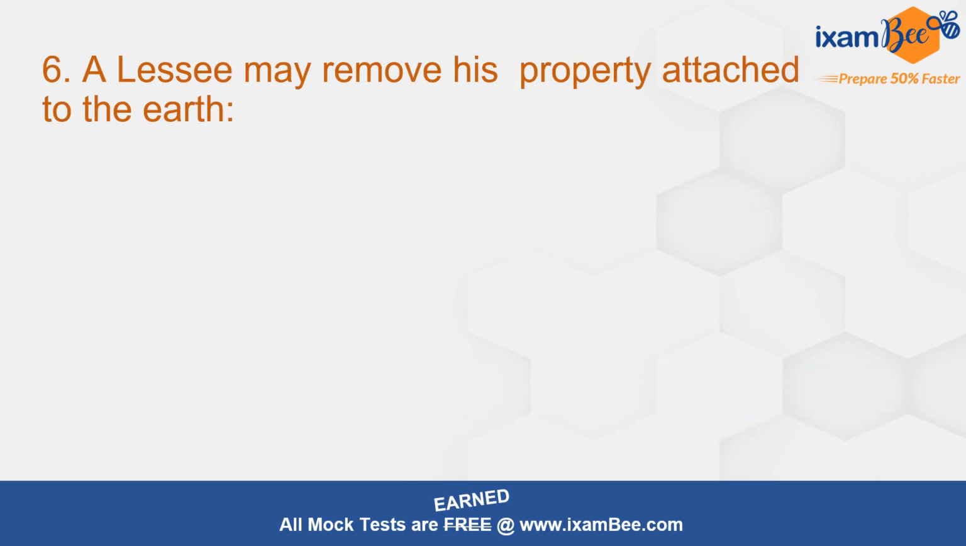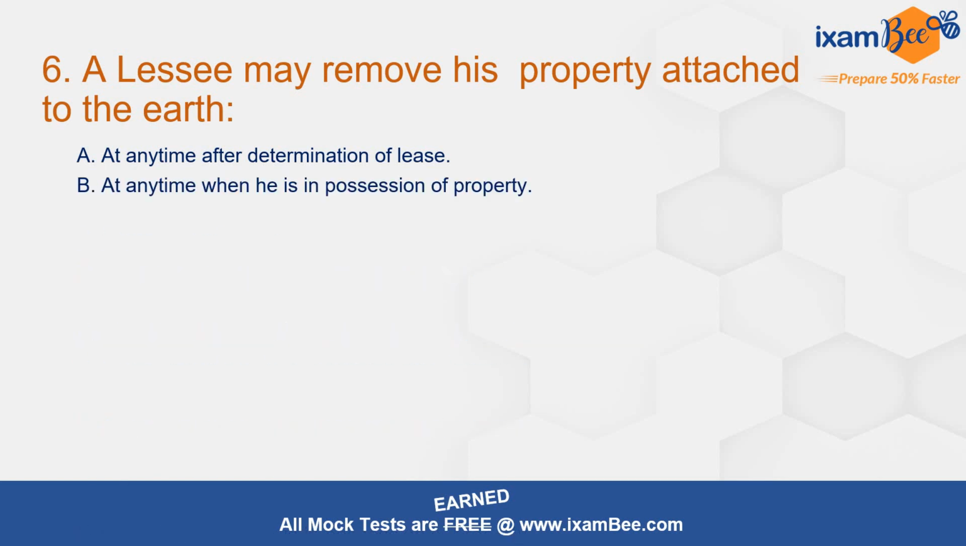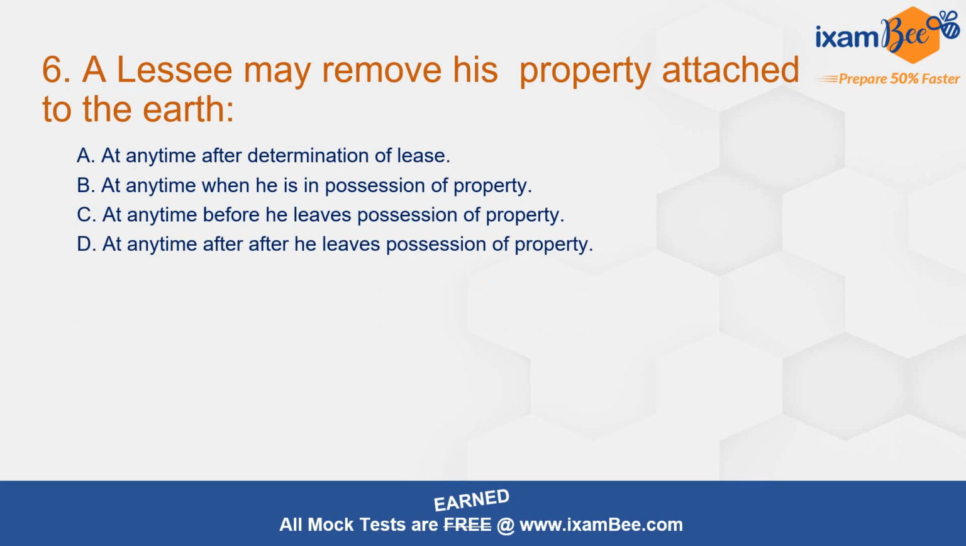Question number 6. A lessee may remove his property attached to the earth at any time after the determination of lease, when he is in possession of property, before he leaves possession of property, after he leaves possession of property, A and B, and C. आंसर आपका E है. या तो A होगा या A और B साथ साथ होगा या फिर C होगा.